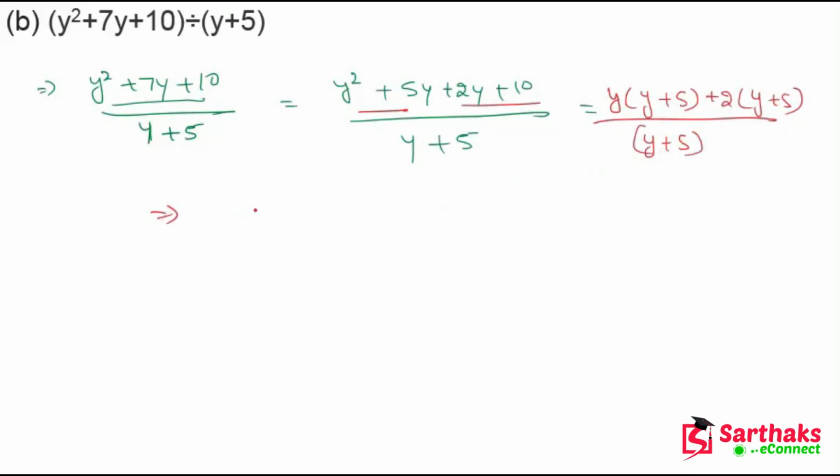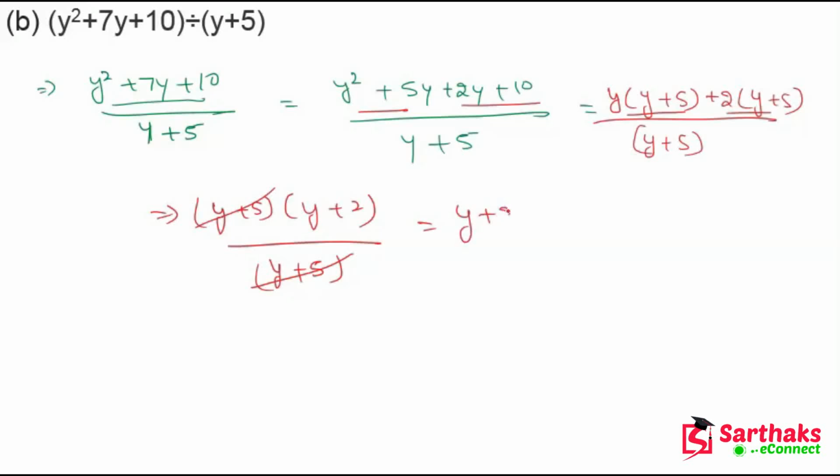Okay, so now we have two terms, and from these two terms we can take y plus 5 as a common, so we get y plus 2, and in the denominator we have y plus 5. So this y plus 5 and this y plus 5 is cancelled, so here the answer is y plus 2. So this is the answer of this question. I hope my dear friend you understand these things.